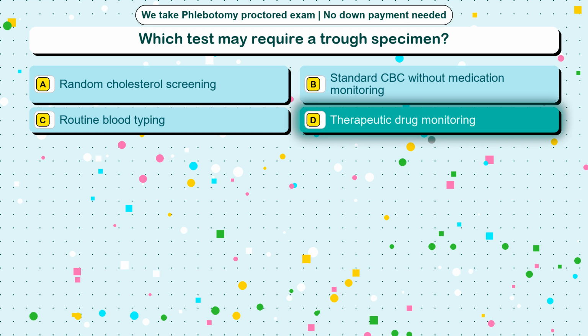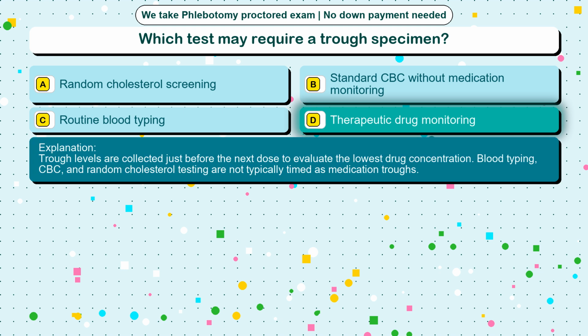The correct answer is option D. Therapeutic drug monitoring. Trough levels are collected just before the next dose to evaluate the lowest drug concentration. Blood typing, CBC, and random cholesterol testing are not typically timed as medication troughs.